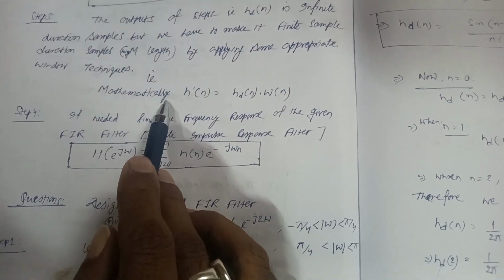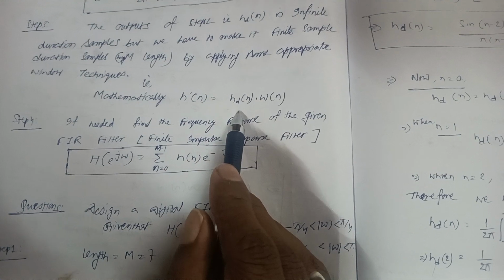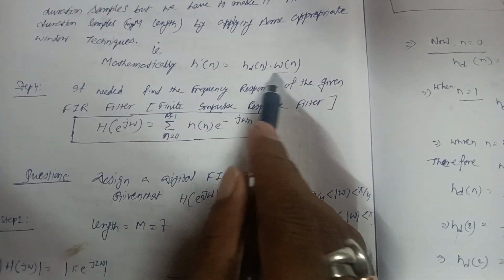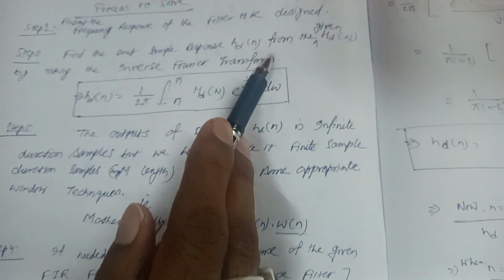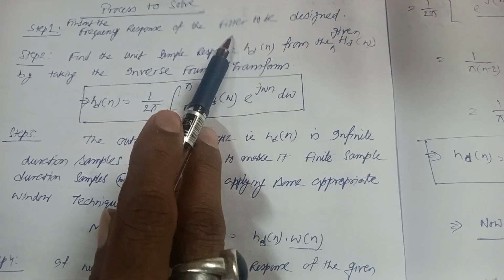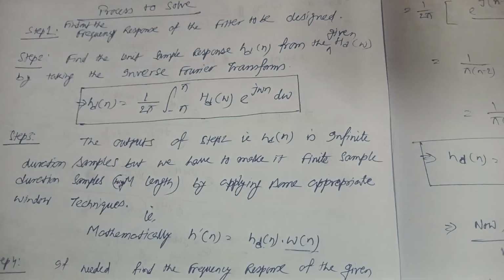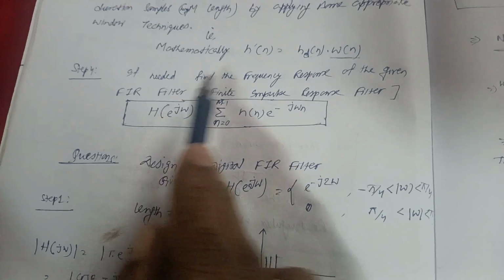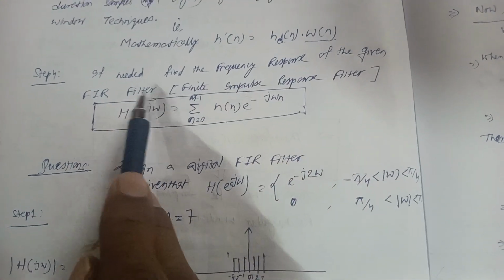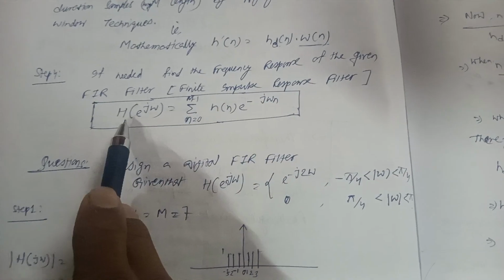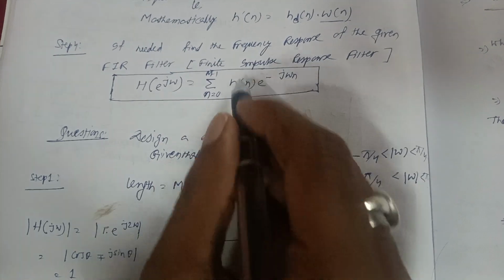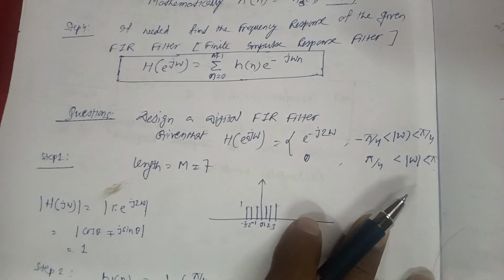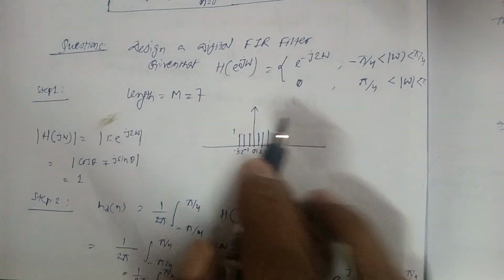So mathematically, already previously I told you that h dash n equals hd of n into w of n, and w of n is nothing but the window technique, and hd of n is the inverse Fourier transform of the given sequence Hd of omega, right? The last one, if needed, find the frequency response of the given FIR filter, means finite impulse response filter, H of e to the power j omega equals summation of n equals 0 to m minus 1 h of n e to the minus j omega n.